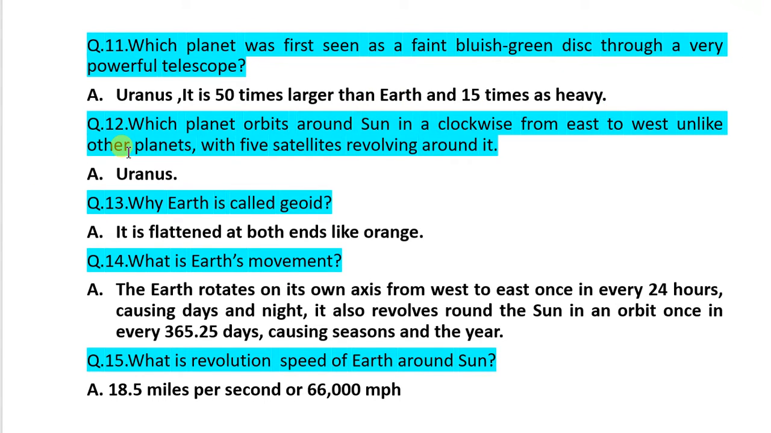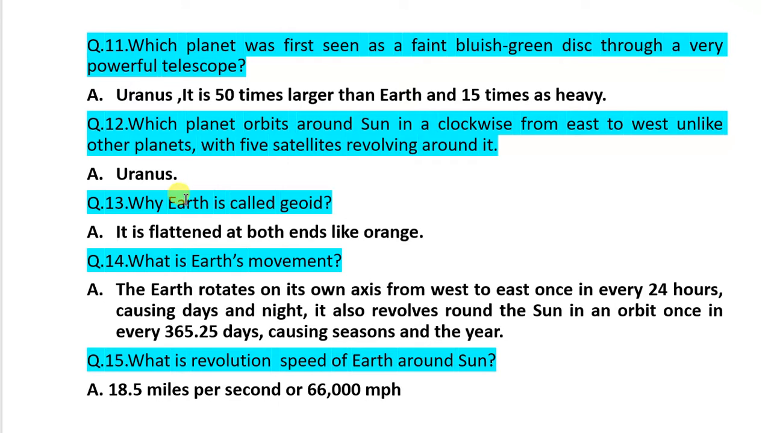Next question: which planet orbits around the Sun clockwise from east to west, unlike other planets, with 5 satellites revolving around it? Earth is revolving from west to east, but this planet is orbiting from east to west. The answer is Uranus. Next question: why is Earth called a geoid? Because it is flattened at both ends like an orange.